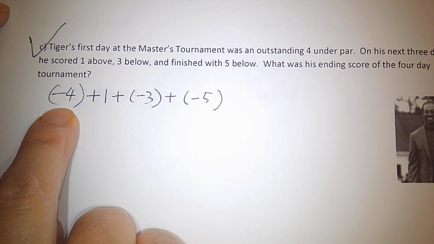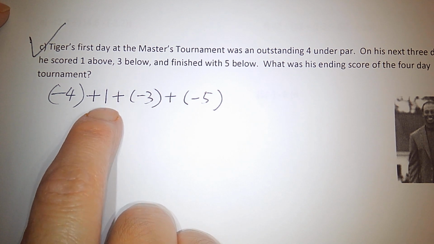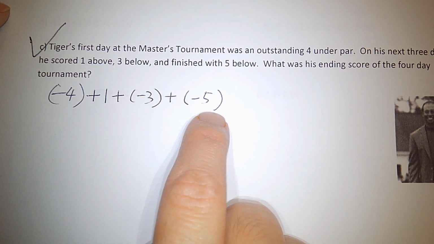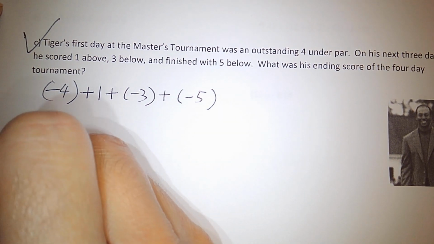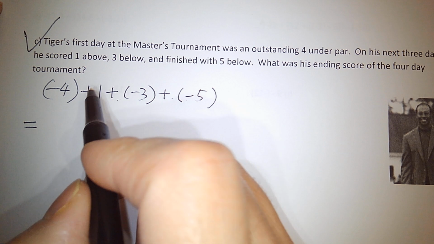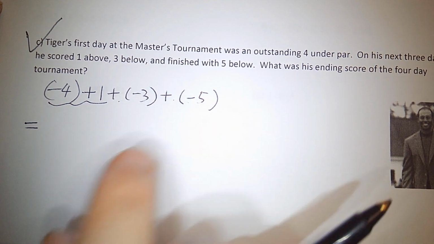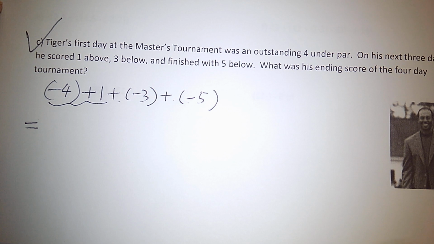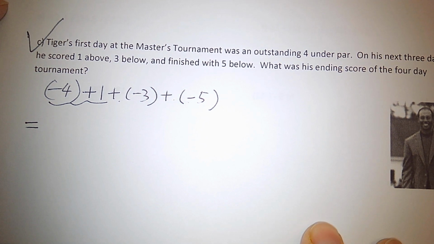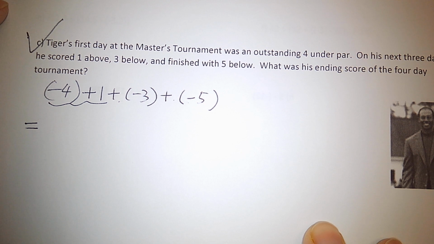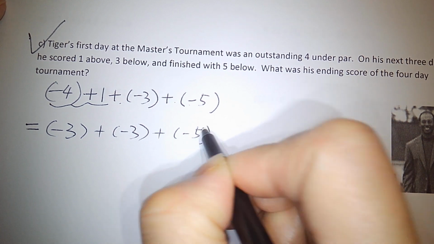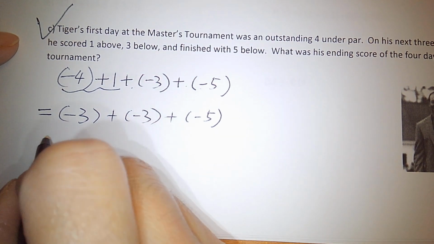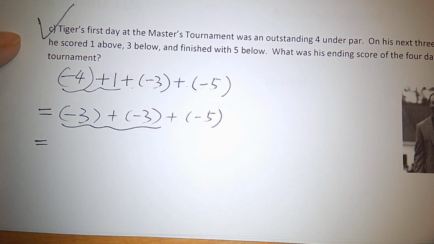First day, 4 below. Second day, 1 above. Third day, 3 below. Day 4, 5 below. So what was his ending score of the 4-day tournament? For addition, do it from where to where? From the left to the right. So negative 4 plus 1 is negative 3, yes. Plus negative 3 plus negative 5. Oh, all negative numbers. Then still do it from the left to the right.